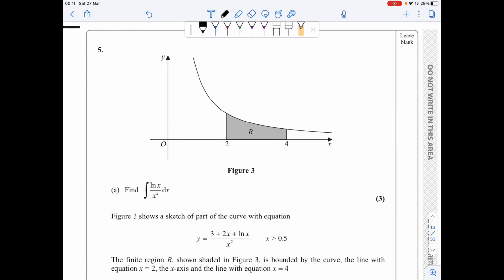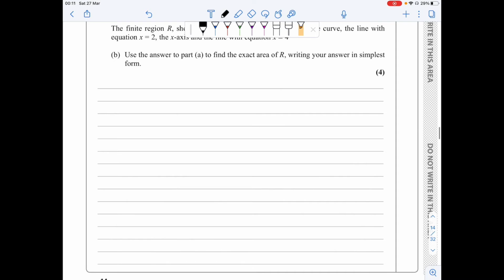In part A of question 5, to integrate this expression, I will bring the 1 over x squared to the numerator and make it x to the power of minus 2. To integrate this, I will use integration by parts. I like using a table. My u is ln x and my v dash is x to the minus 2, or 1 over x squared.